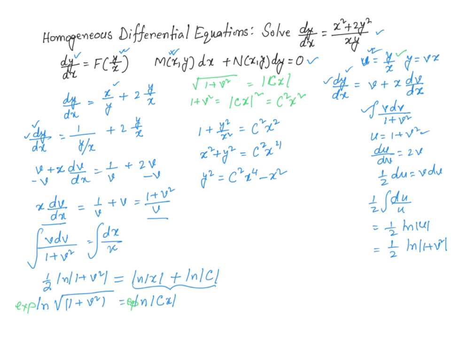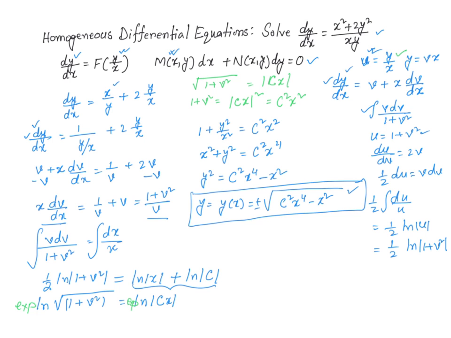Now I can simplify it further if I really wanted. So y of x is equal to the square root of c squared x to the power 4 minus x squared. And we could put a plus and minus sign here, and you have to be careful to deal with the real functions here. So this is how you'd solve this homogeneous differential equation, and finally this is your answer. This is the solution to this homogeneous differential equation.